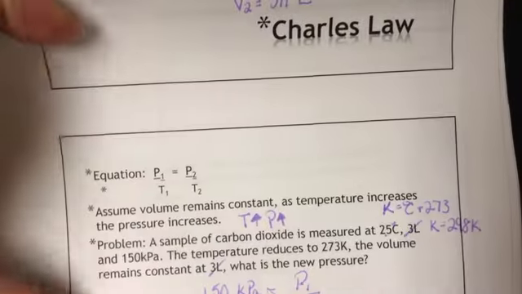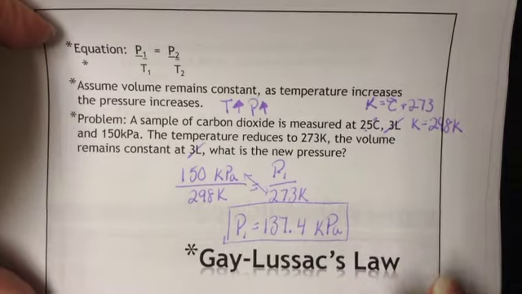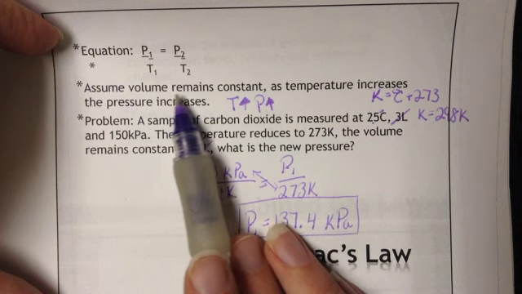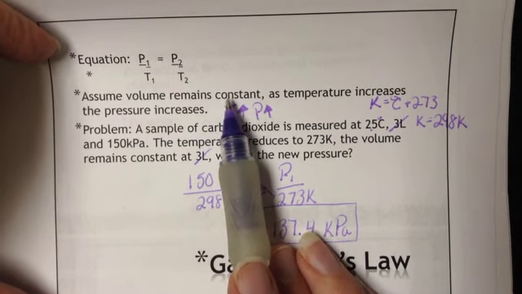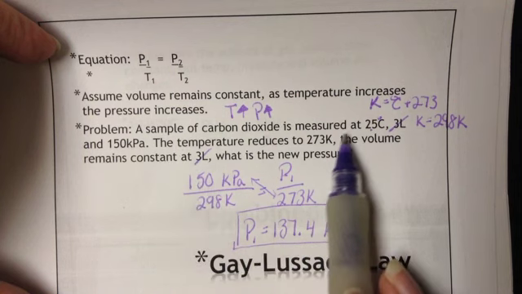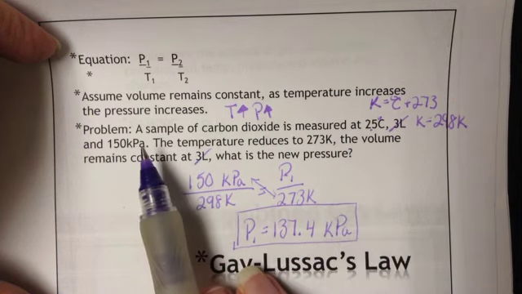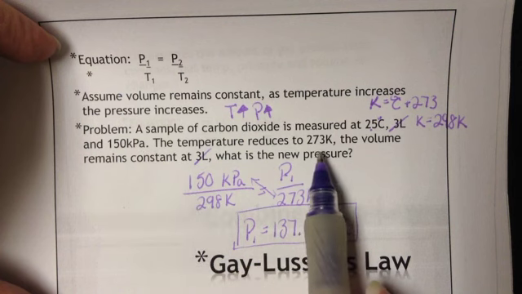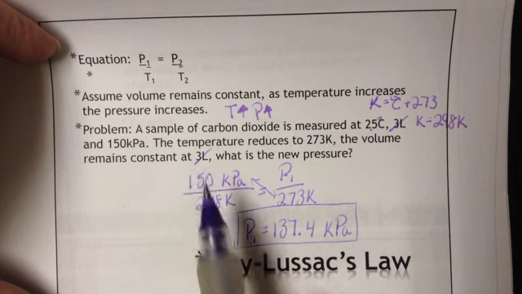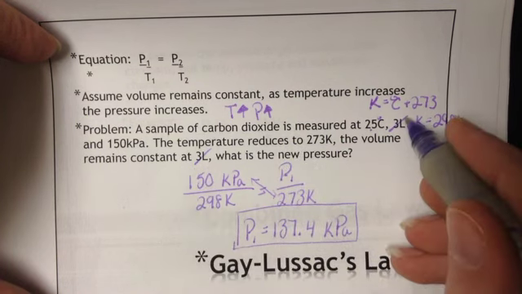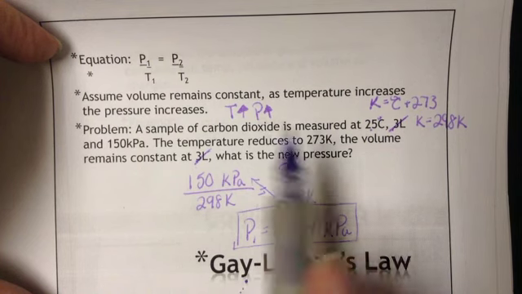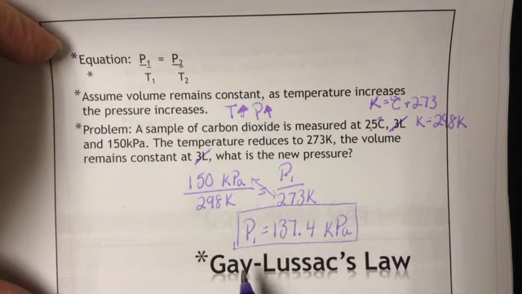Last equation, or law, is Gay-Lussac's law. Gay-Lussac's law assumes that the volume remains constant. So if they say here, like in this problem, a sample of carbon dioxide is measured at 25 degrees Celsius, 3 liters, and 150 kilopascals. The temperature reduces to 273 Kelvin. The volume remains constant. Okay, because the volume remains constant at 3 liters, I'm going to cross it off. I'm not going to worry about it, and I know that I'm going to use Gay-Lussac's law, because it states as temperature goes up, my pressure goes up.